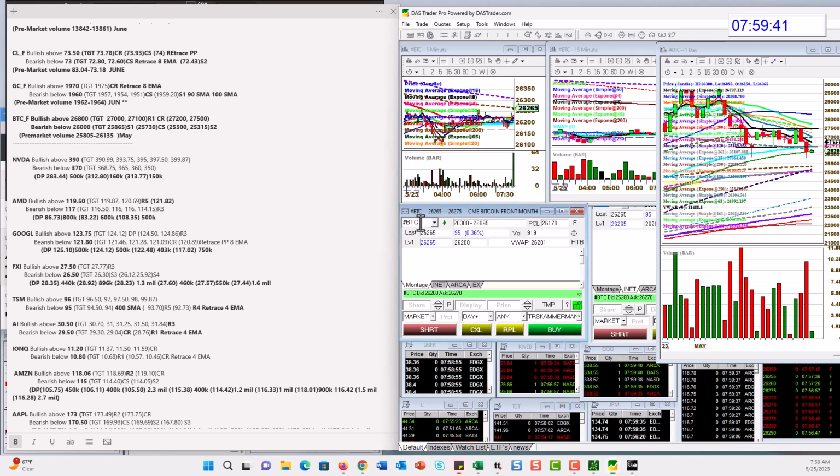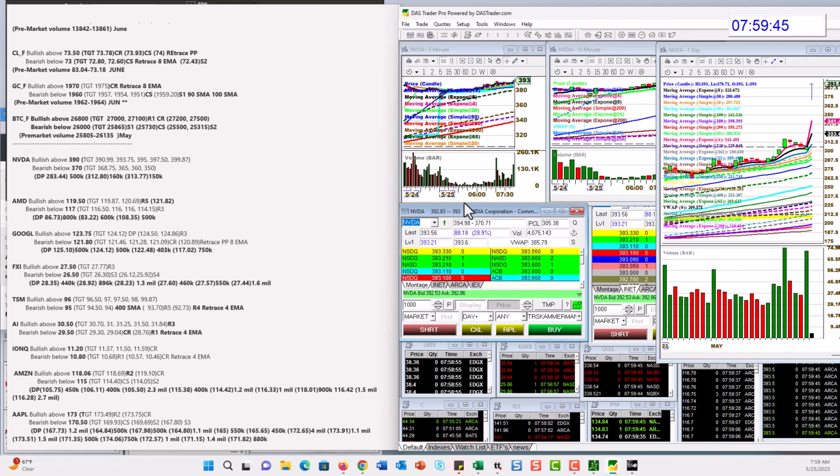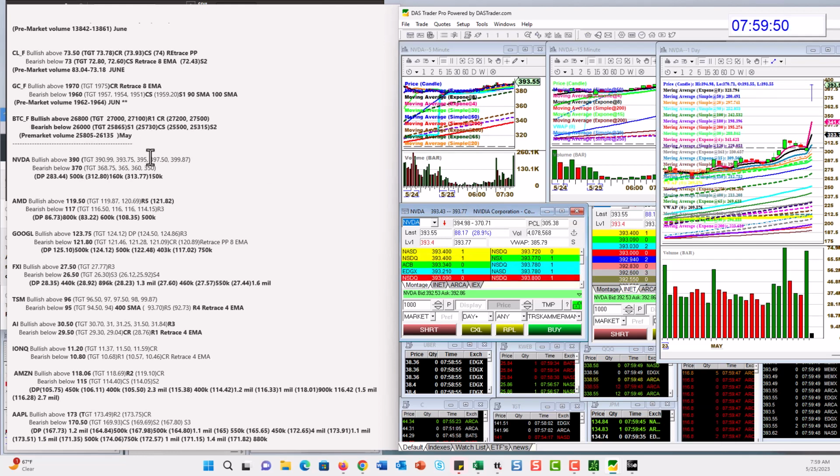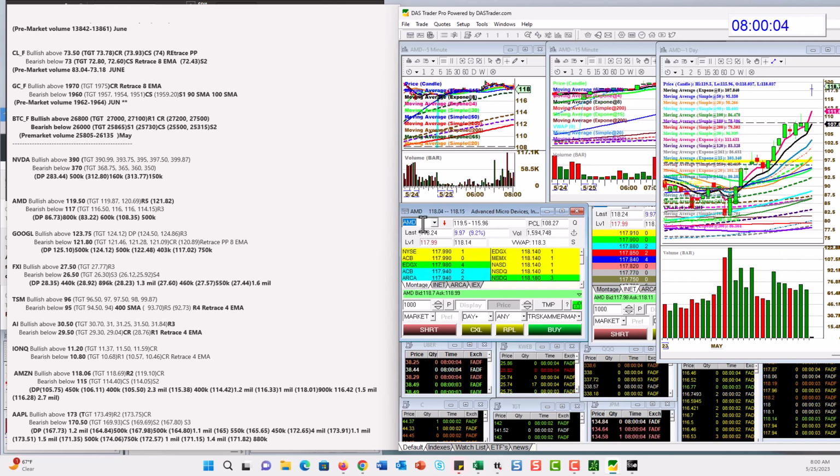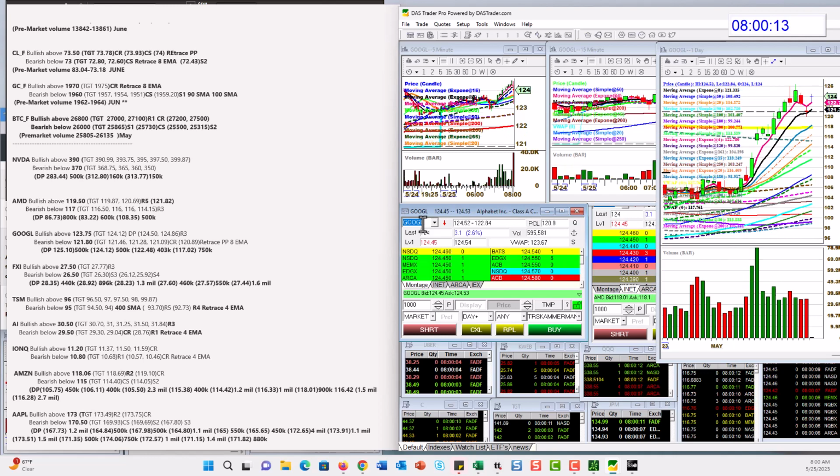All right, let's go to NVIDIA. Superstar today, bullish above 390. We've already gone up and hit three targets. 395 is the next level, okay? All right, bear below 370. Let's go to AMD, bullish above 119.50. Bear below 117 for a retrace. These are just day trades, okay? These are not swings, just a quick retracement trade.